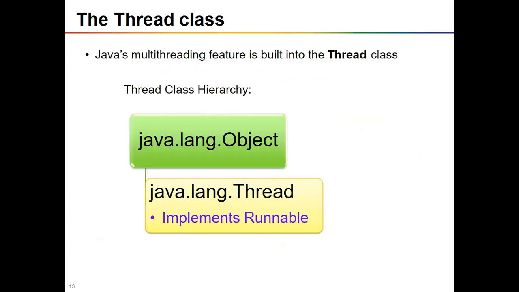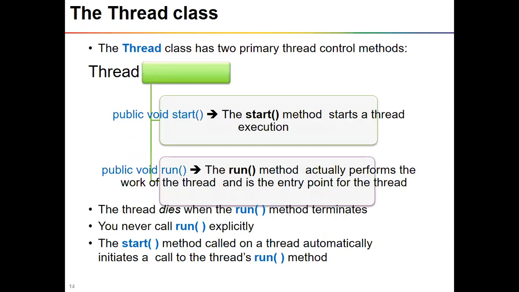Now let's see about the Java multithreading model. The Thread class. Java's multithreading feature is built into the Thread class. This is the Thread class hierarchy. The Java Thread class is available under the java.lang.Object class, and it implements the Runnable interface. Java provides this Thread class to achieve thread programming. The Thread class provides constructors and methods to create and perform operations on a thread. The Thread class extends the Object class and implements the Runnable interface.